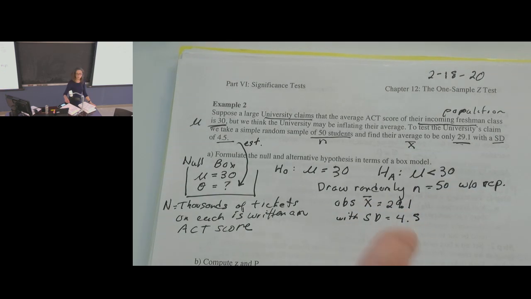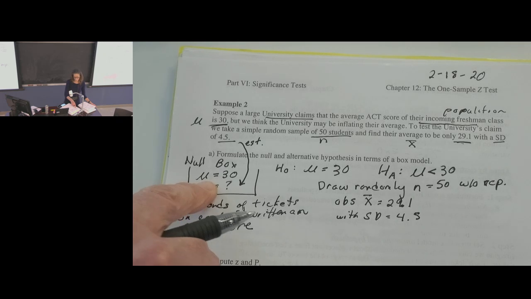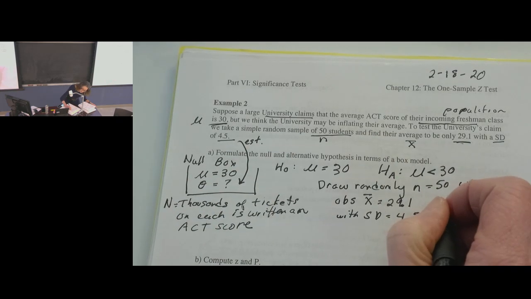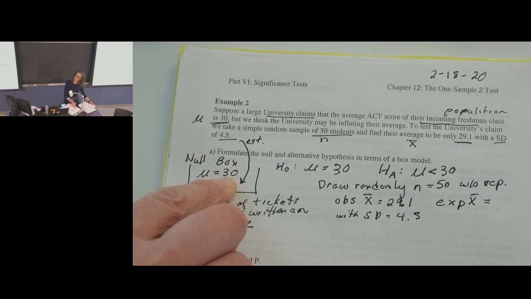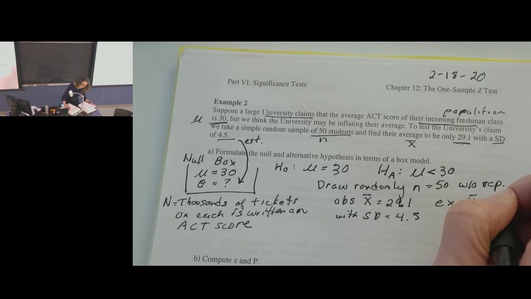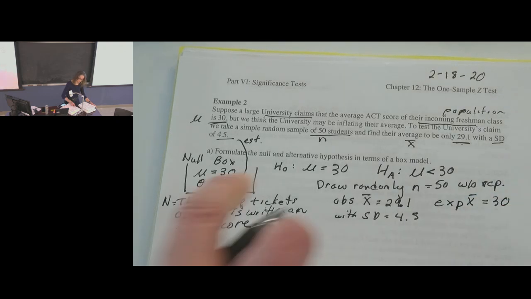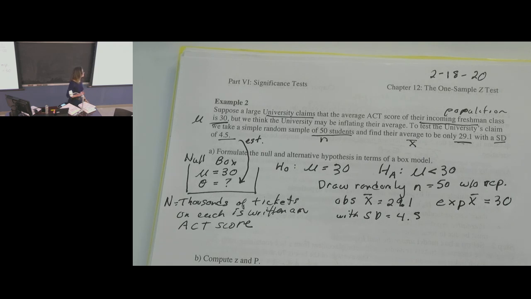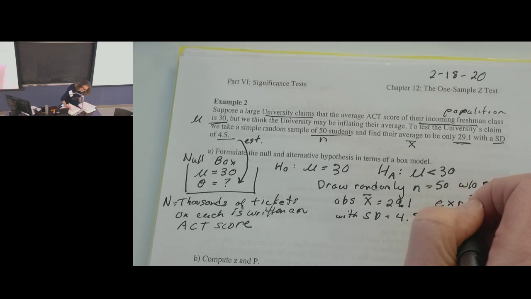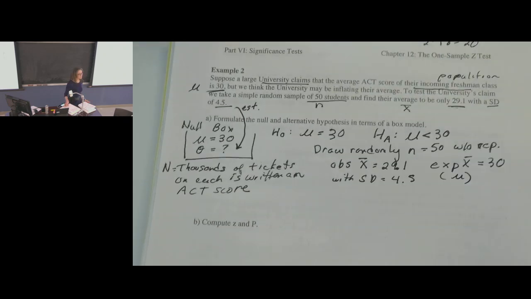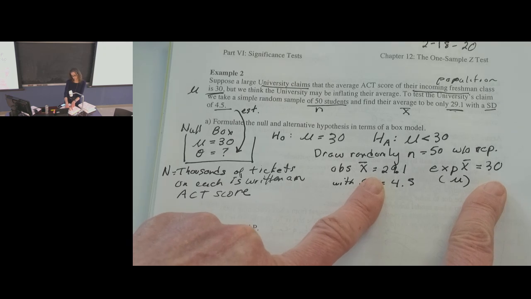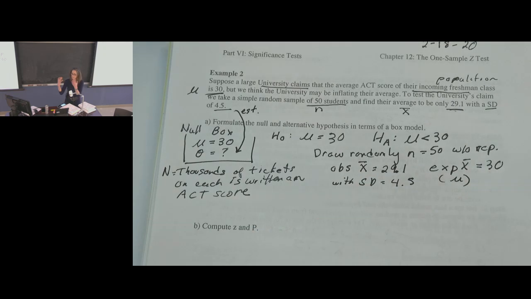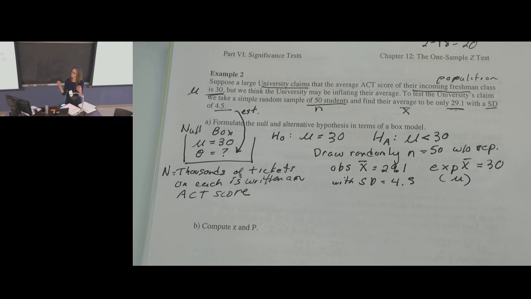Okay? And what would we expect? Wouldn't you expect our expected sample average to be mu, equal to 30, the same as mu? So this is just mu. So now what are we going to do? We want to know if this difference between observed minus expected, negative 0.9, is likely to be due to chance or not.